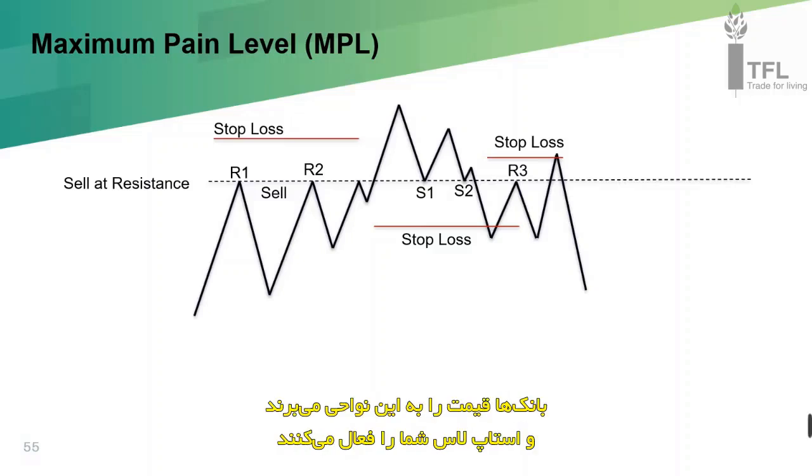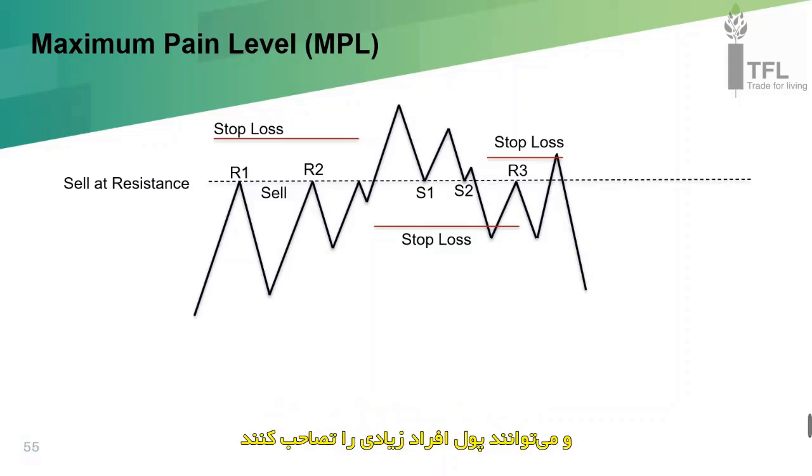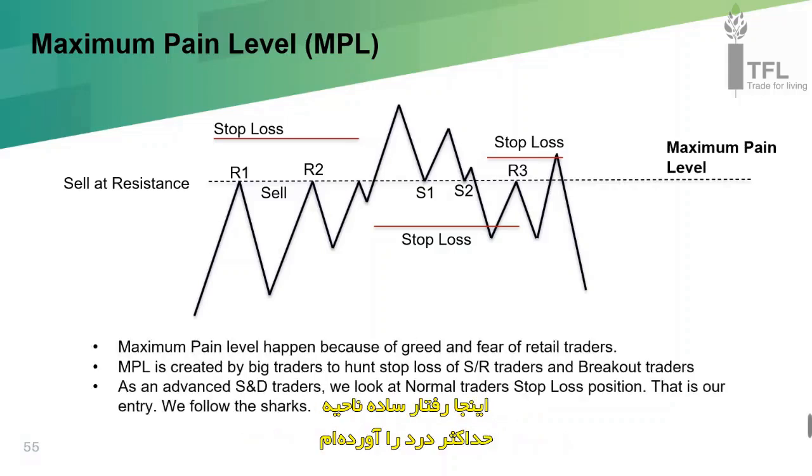And the big bank is going to push the price over there and hit your stop loss so that they can gain their money. So this line over here is the maximum pain level. So what we have is the simple character of a maximum pain level.